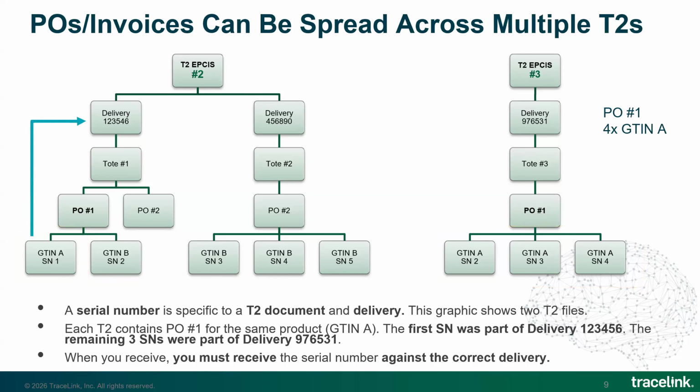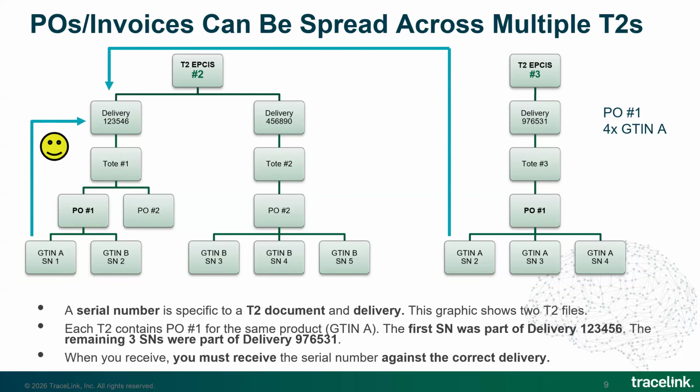So you can see I have an arrow saying that this person is receiving GTIN serial number 1 against delivery 1, 2, 3, 4, 5, 6. And this makes us happy. These are my really high level graphics here.